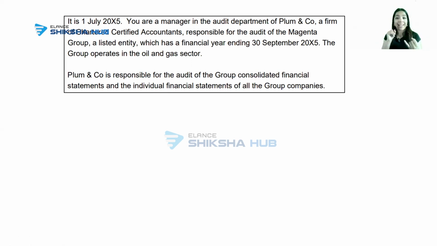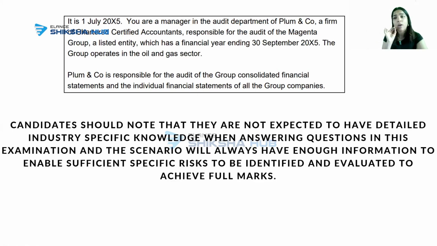Why? First of all, it told me who is Plum & Company, who is Magenta. Then what is the year end? Third, what is the industry? Fourth, is it a group company or is it a listed company? Fifth, what is my responsibility? Am I responsible only for the individual financial statements or am I responsible for the group consolidated financial statements? Is it a listed entity or is it a non-listed entity? Just these five lines gave me more than five pieces of information that I need to remember throughout this particular question. So that is the reason I am telling you to read this very carefully.